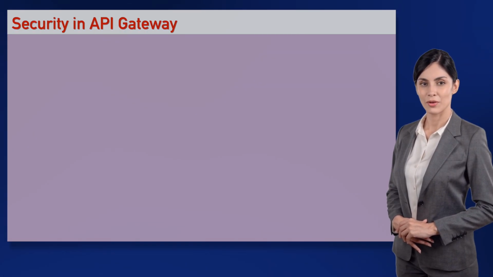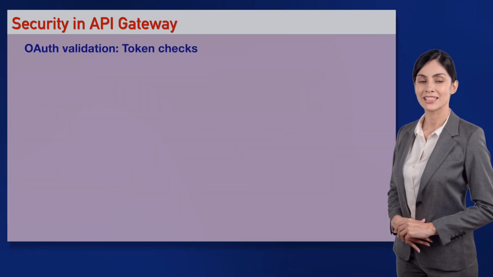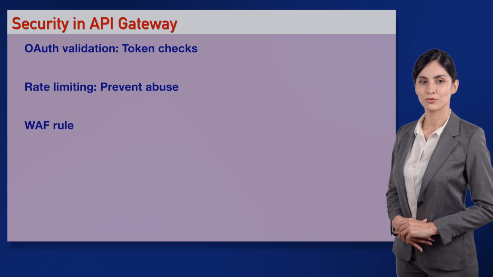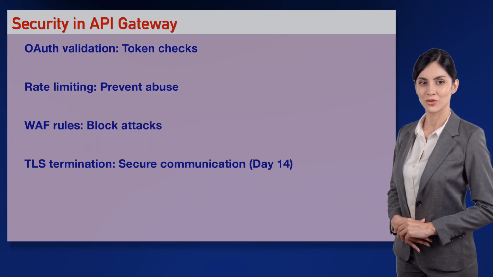Security and API gateway. Validate OAuth tokens centrally. Apply rate limiting to protect against abuse. Configure WAF rules to block common attacks. Handle TLS termination for day 14.